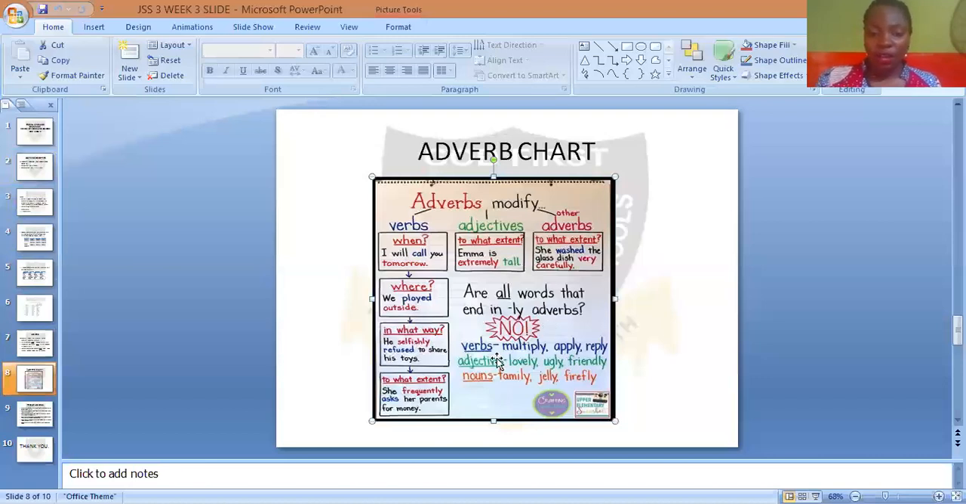So let's take for instance, multiply ends in ly, but it's a verb and not an adverb. Apply also is a verb, not an adverb. These words all end in ly, but they are not adverbs. We also have family. Family is a noun, and it ends in ly, but it isn't an adverb. Jelly is also a noun, but it ends in ly, and it's also not an adverb.